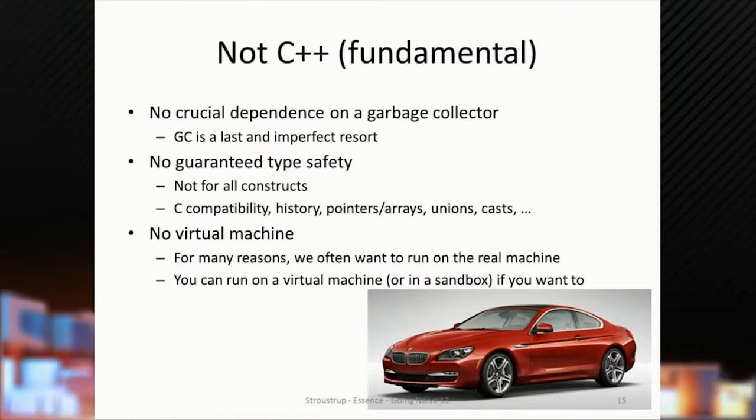So C++ was designed not to have this problem, and it has other problems in exchange, but this is a fundamental decision. Similarly, there's no guaranteed type safety. We did not want it for all constructs. We needed C compatibility. We have history. There are needs to deal with hardware that requires breaking the type system. We would like to minimize it. We would like to encapsulate it.